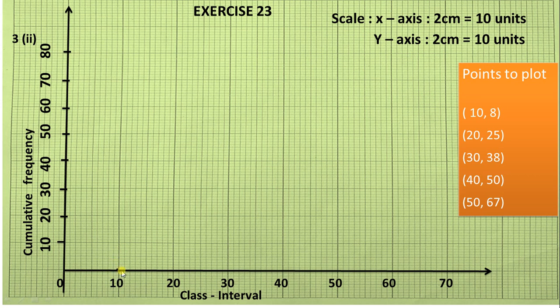And the second point is 20, 17. And the third point is 30, 32. And the next one is 40, 37. And 50, 53. Next 60, 58. And 70, 65, and hence draw the ogive.